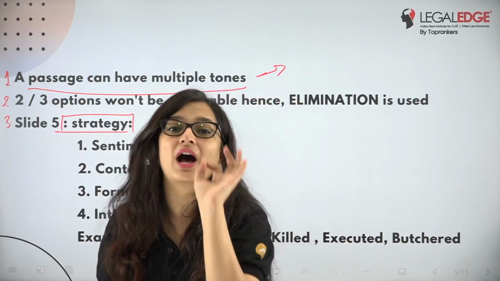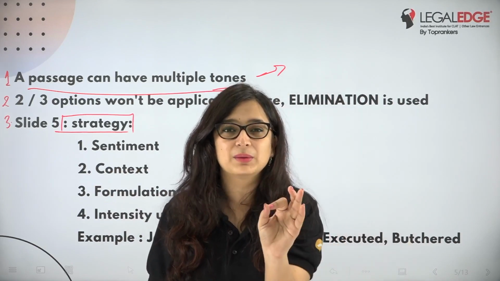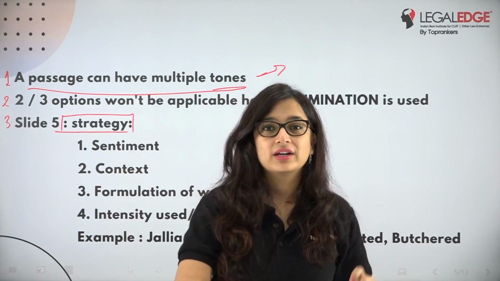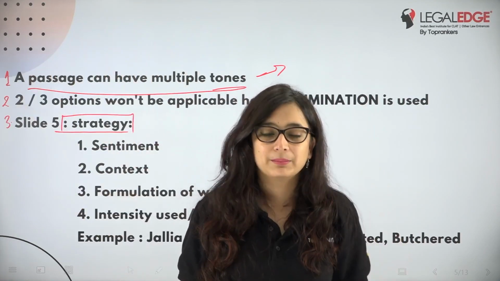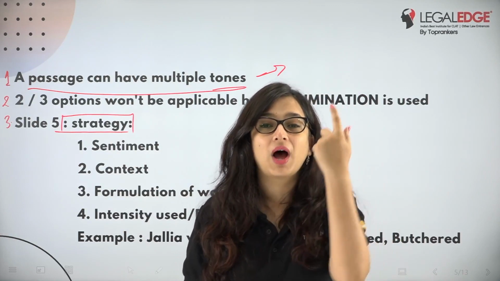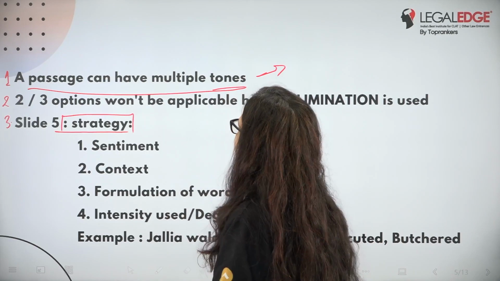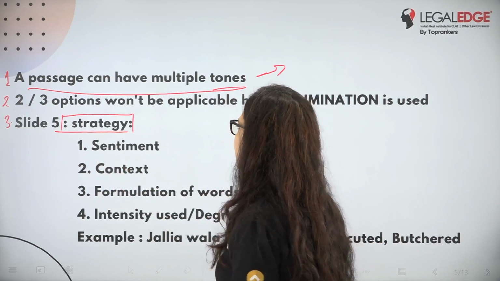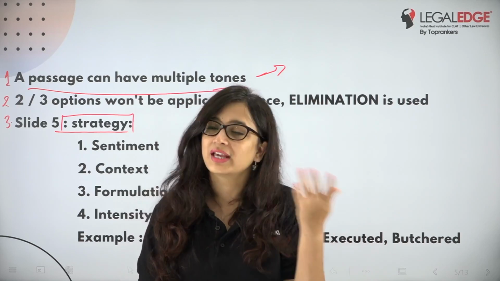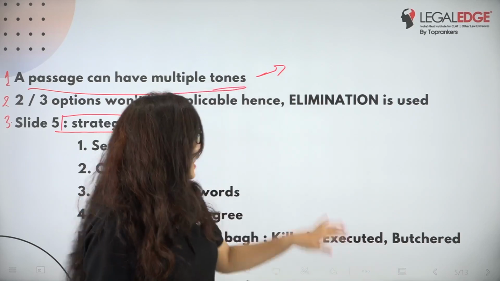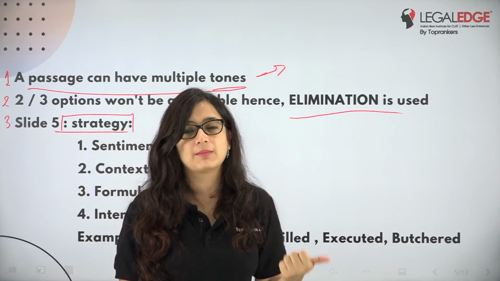क्यों? क्योंकि a passage can have multiple tones. So your idea is to understand the overall sentiment and not just basically depend on one line or two lines to identify the tone. The next thing that you need to keep in mind is that, let's say there are four options given. So elimination can be used. Elimination is very much useful when it comes to RC tone.